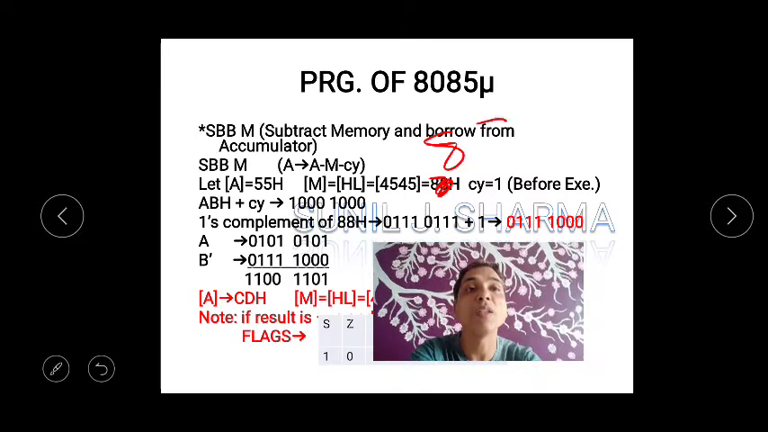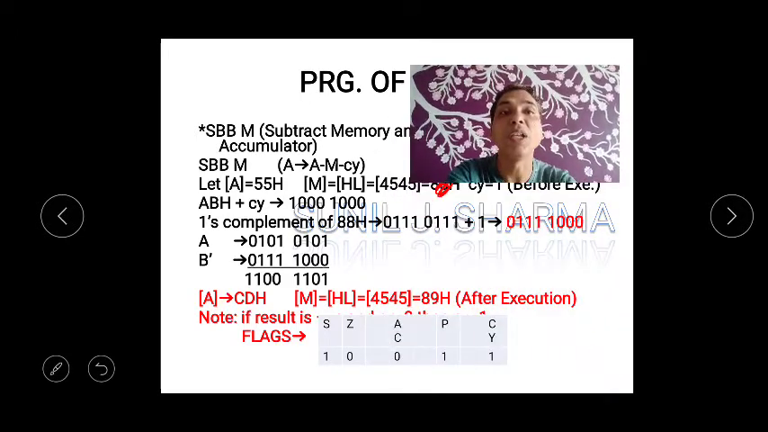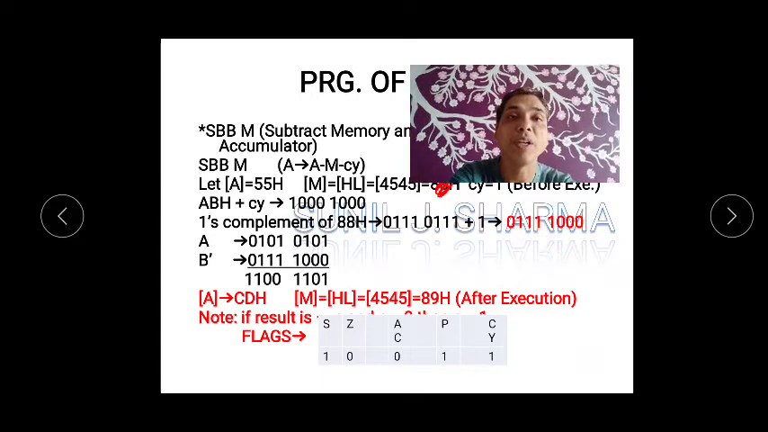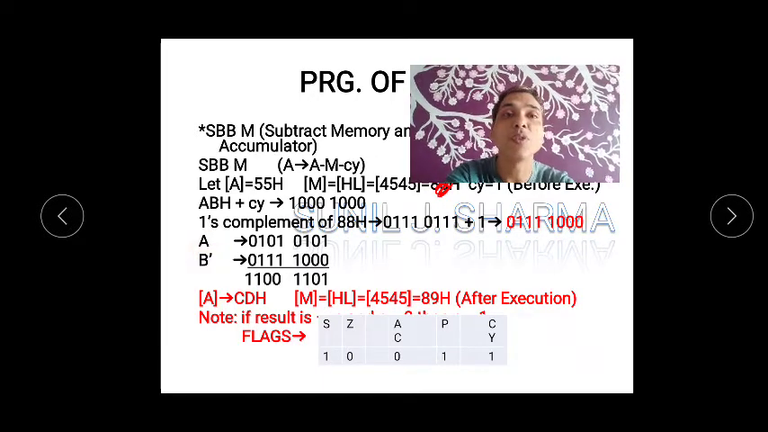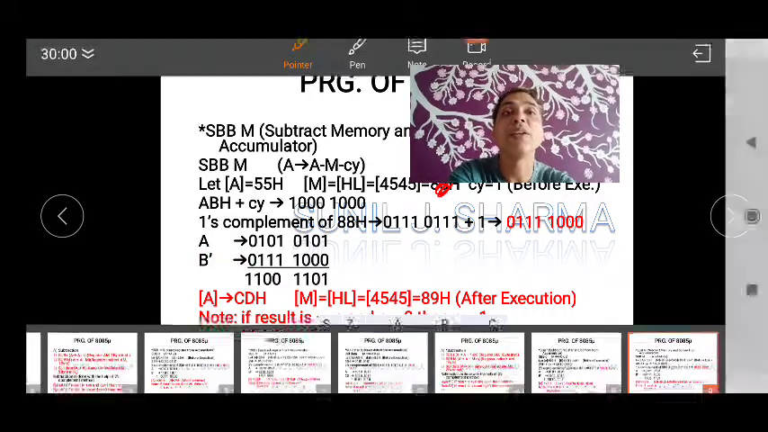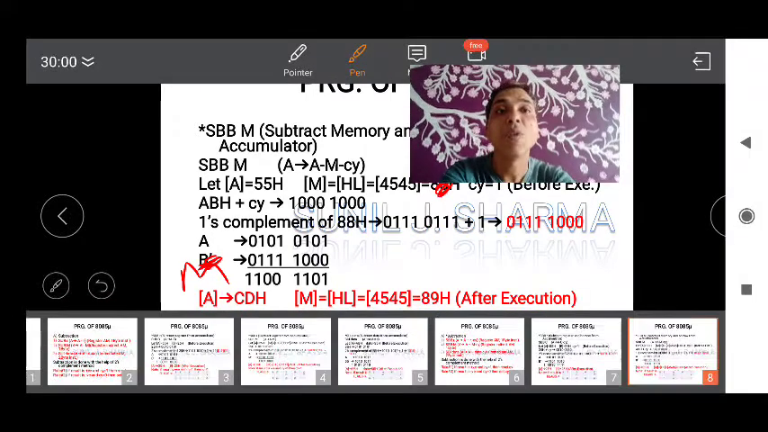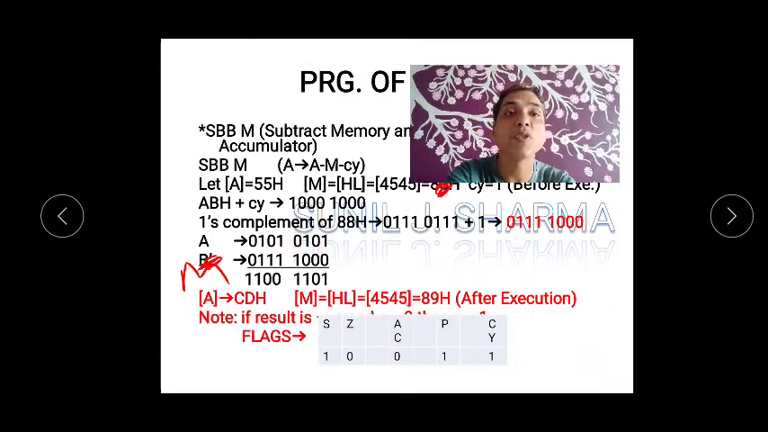So let's take memory contents as 87. So 87 plus 1, that becomes 88. So we have to take 2's complement of 88. So this is 1's complement plus 1, so this becomes 2's complement of 88. Again, copy paste concept. This has to be memory and carry, so don't write it here as B. Okay, this has to be M, because of memory.